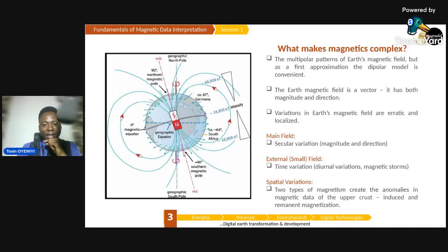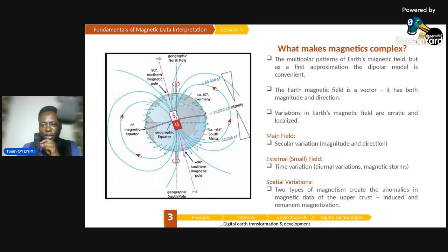As you can see now, the magnetic north of the Earth is actually the geographic south pole of the Earth, and the magnetic south of the Earth is actually the geographic north pole of the Earth. And we can see clearly the concentration of the magnetic field strength at the poles, and it is not concentrated at the equator.